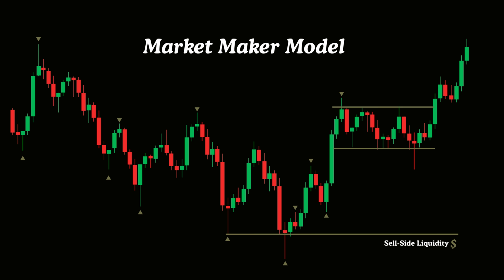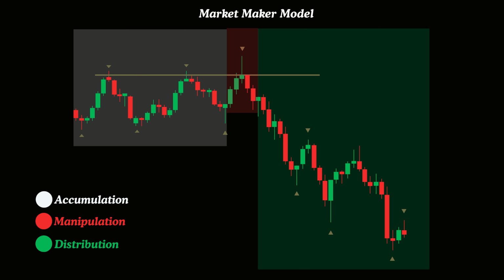According to this model, smart money orchestrates different market phases to create and exploit liquidity. First, they accumulate positions within a range, then push price in one direction to capture liquidity, and finally reverse it in the opposite direction toward the true intended move.